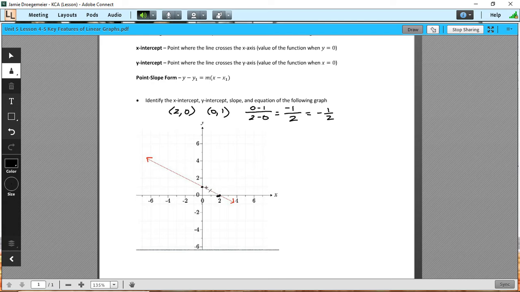And we can see that on the graph as well. To go from this point to that point, I go down 1, which is a -1, and then to the right 2, that's a +2. So -1/2 is our slope.